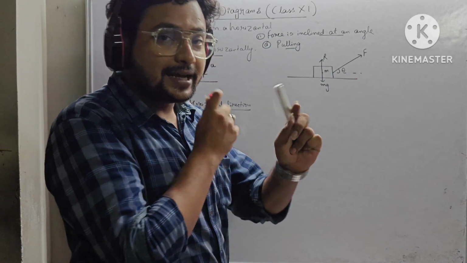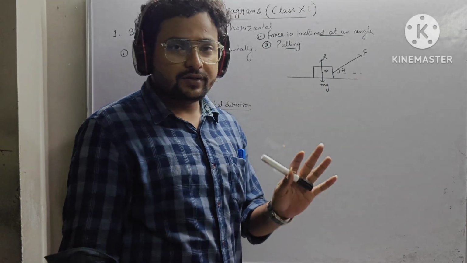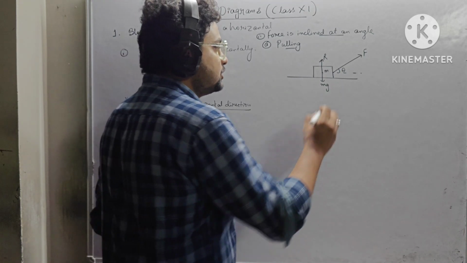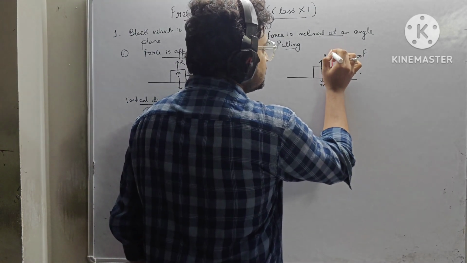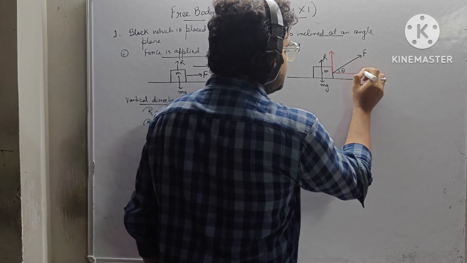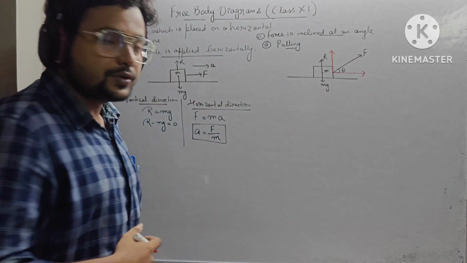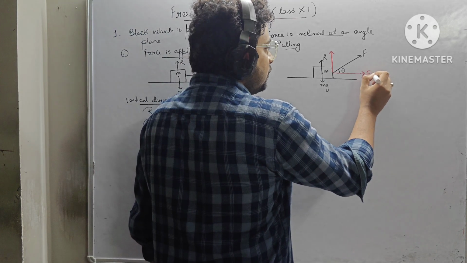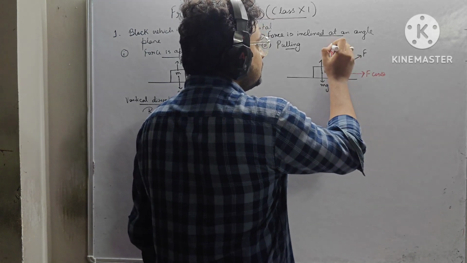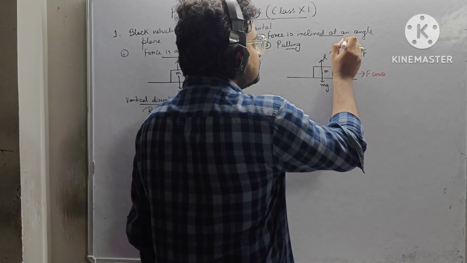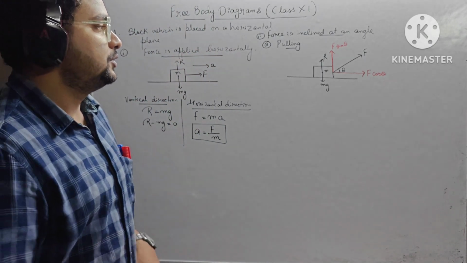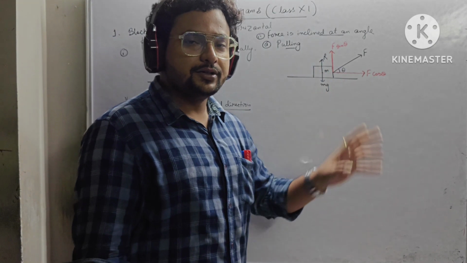Now see, if I am pulling the body in this direction, this force I can divide into two rectangular components. Those who know vector will know this. One component will be in this direction, another component in this direction. So if this is F, this one will be F cos theta and this one will be F sin theta. So these are all the forces which are marked on the diagram.